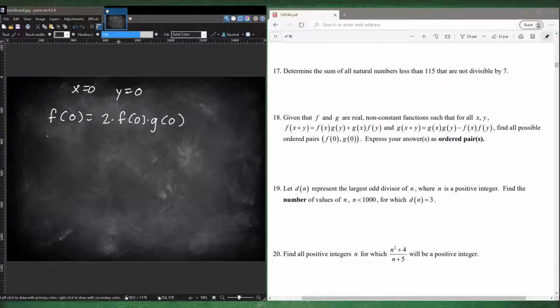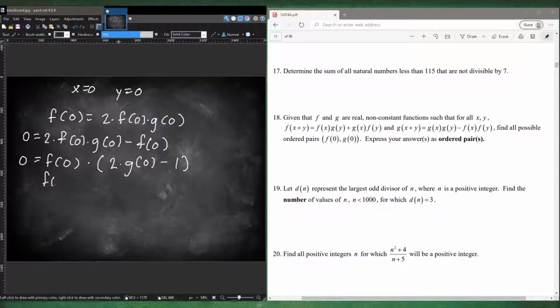And now we can look here. So we have f of 0 and f of 0 here. So what that basically tells us is that we can subtract them from both sides. So 0 equals 2 times f of 0 times g of 0 minus f of 0. And it kind of works like a factor, so I factor out your f of 0. So we get 2 times g of 0 minus 1. So either our f of 0 is equal to 0, or g of 0 is equal to 1 half, right? 1 half times 2 is 1, minus the 1 is 0. So 0 and 1 half.